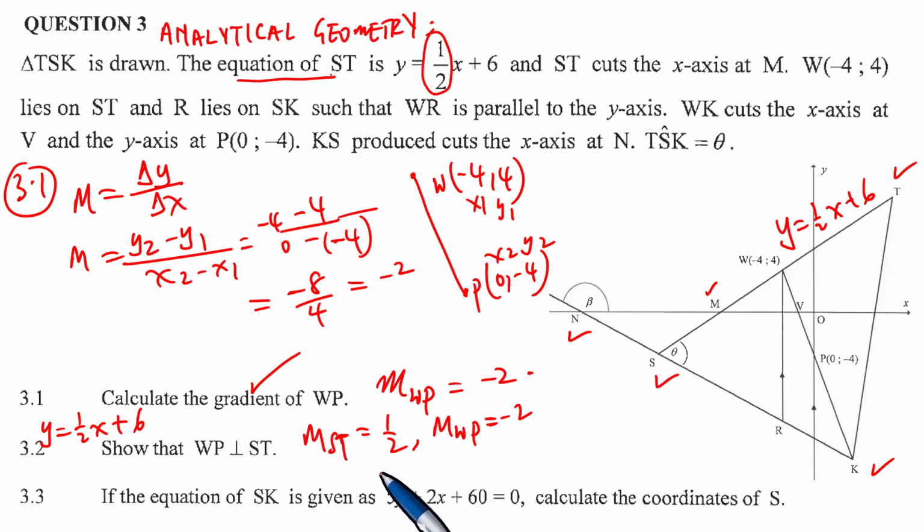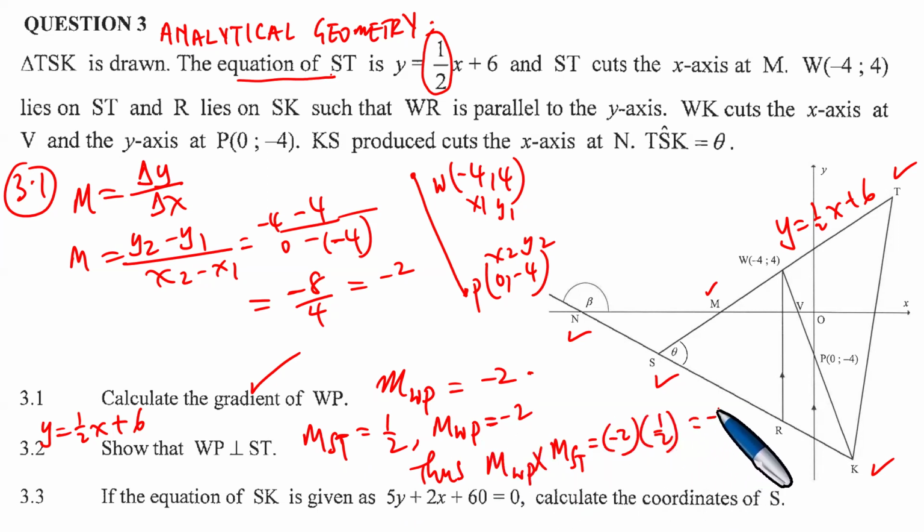In the end, you say the gradient of WP multiplied by the gradient of ST. What is the gradient of WP? It is -2, times the gradient of ST, which is 1/2, which is -1. So that in the end, we have ST is perpendicular to WP.